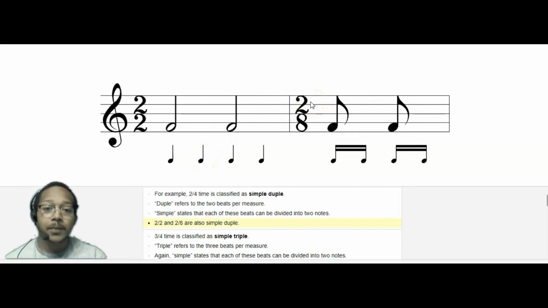Same over here. Top number is 2. There will be 2 beats in each measure. The 8th note gets 1 beat. The 8th note is worth 1/8 of the measure, or 1/2 of a beat. And if we divide an 8th note into 2 parts, we get 2 16th notes.